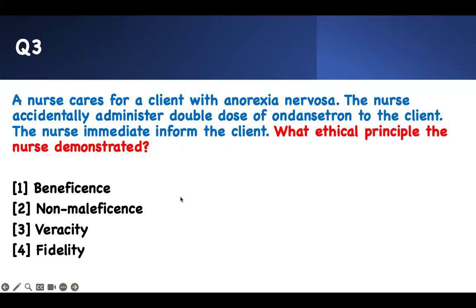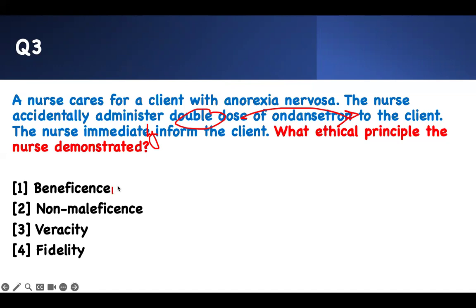In this case, for a client with anorexia nervosa, the nurse accidentally administered a double dose of ondansetron to the client. The nurse immediately, she said immediately what? Inform the client, right? So immediately inform the client what happened. What ethical principle is the nurse demonstrating? Did something wrong and told the patient. That's all. Rewrite the question: I did something, I told the patient.